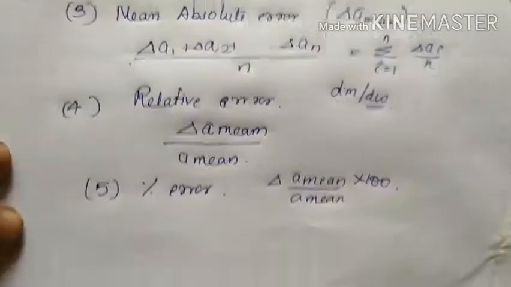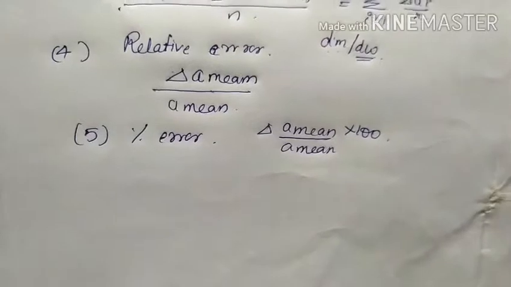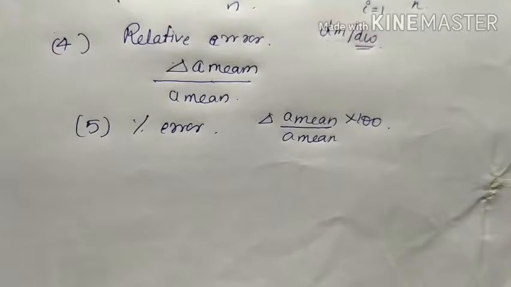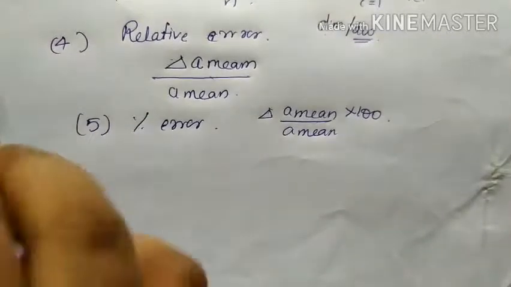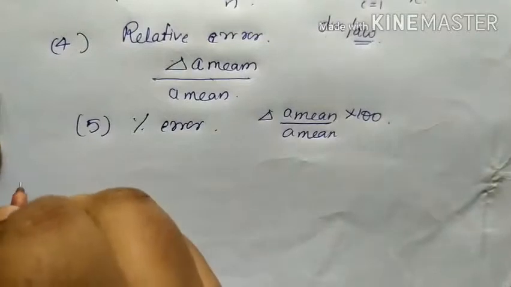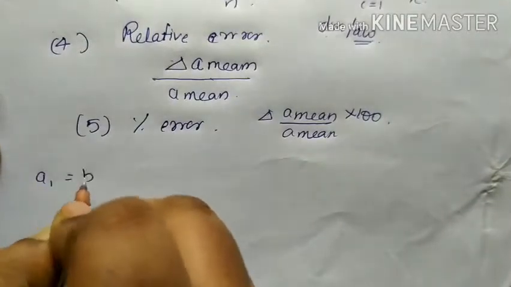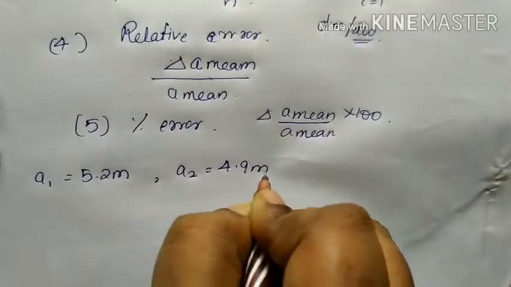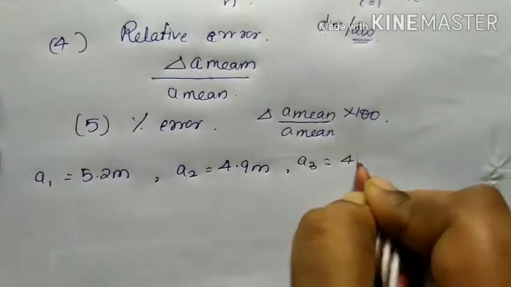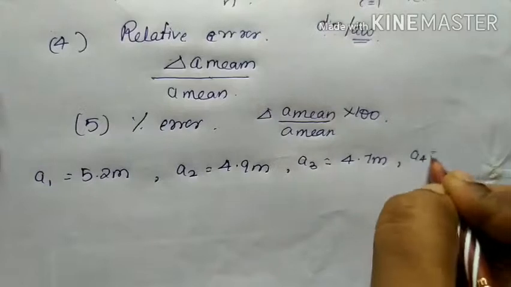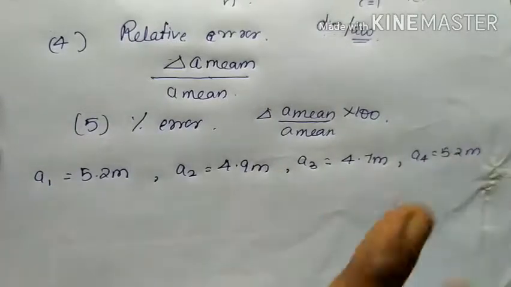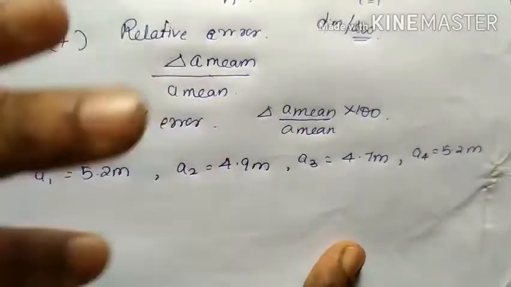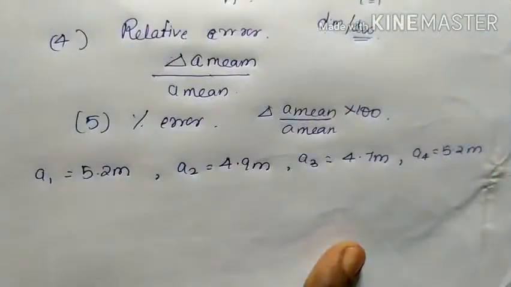See, I'm going to take some readings, guys. I'm taking an example. I am using a scale or a meter strip to measure the length of a piece of cloth, and I had around 4 readings. The first reading A1 is equal to 5.2 meter, A2, the second reading, is 4.9 meter, A3, the third reading, is 4.7 meter, and A4 is 5.2 meter. Like that, 4 readings I took. So what is the true value, guys? It can be between these 4 values, right? So how can I find the true value?